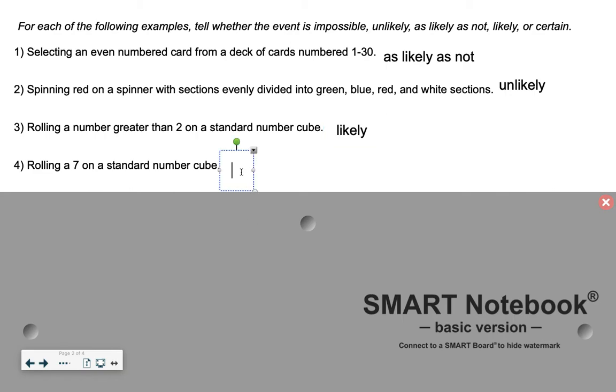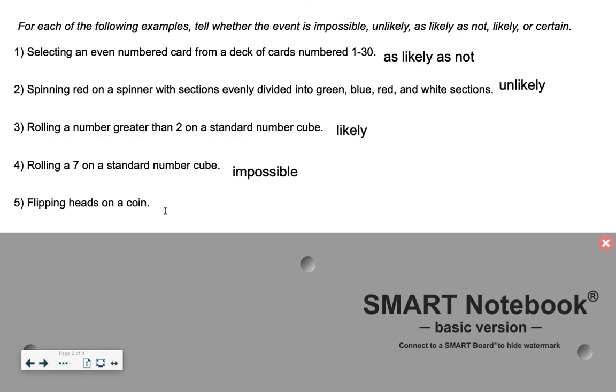All right, number 4. So we're still talking about a number cube. This one says rolling a 7 on a standard number cube. All right, so we've talked about this. A number cube only has 6 sides. What are the chances that we're going to get a 7? I don't see any 7s on a number cube. So that would be a 0 out of 6 chance of getting a 7. So which of these would make the most sense to write for rolling a 7 on a number cube? I think that's pretty impossible. So my answer for this one would be impossible. When they give you a choice of something that just can't happen, that's what impossible is. There's a 0 probability of that event occurring.